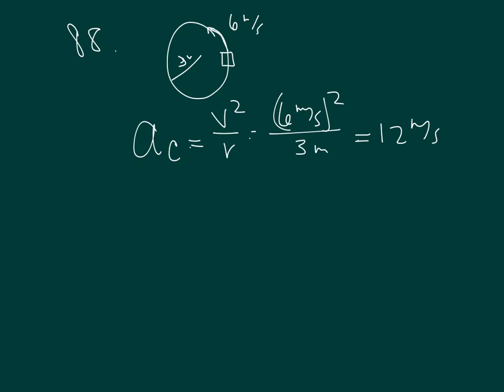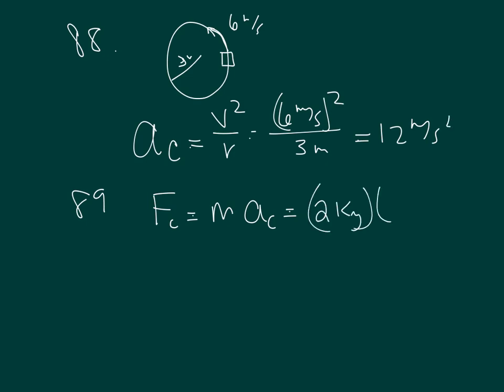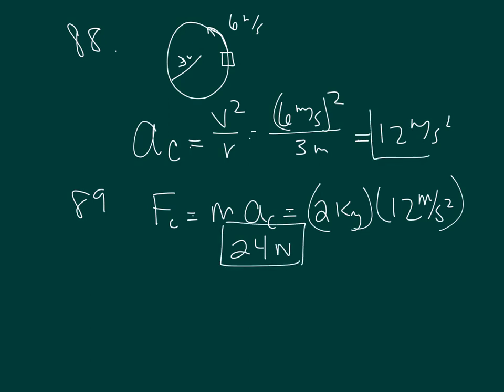Okay, 89 refers to the same problem. Calculate the magnitude of the centripetal force. F of c is equal to m a of c. The mass of the object is 2 kilograms. The centripetal acceleration we just found, 12 meters per second squared. 2 times 12 is 24, and the units for force are newtons.